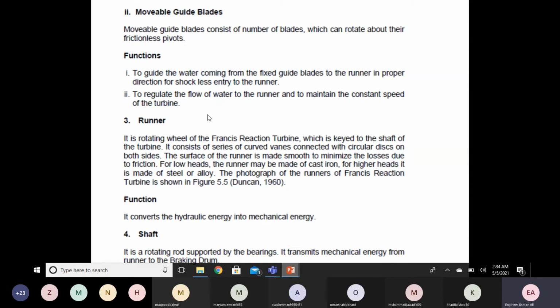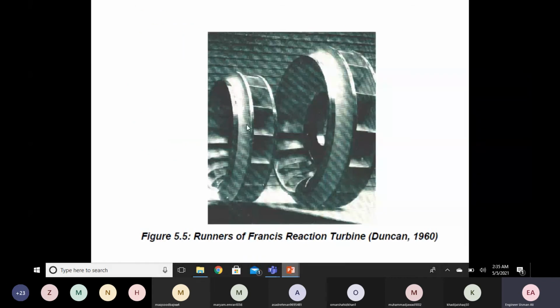Then the runner. Runner is a rotating wheel of the Francis turbine, which is keyed to the shaft of the turbine. It consists of a series of curved vanes connected with the circular disc on both sides. So if you see this diagram for the runner, this one, there are two circular discs, 1 and 2, and between them we have these blades of the runner. So we have the two circular discs, and between them the runner blades are provided, which are radial. So these are the curved runner blades which are provided for the runner.